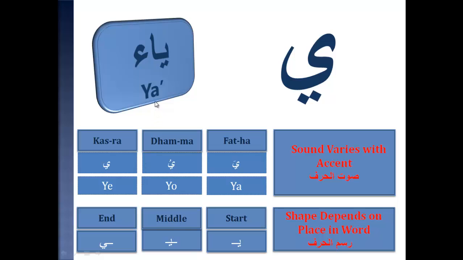The next letter is Ya, and the three different sounds are ya, u, and e. The shape of the letter here is similar to the Ba, Ta, Tha, and Nun, except here the two dots are below the letter for the beginning and at the middle. For the end of the word, the letter takes its original shape.